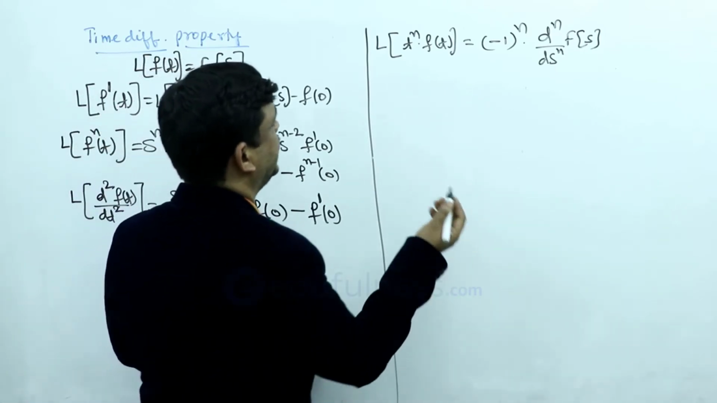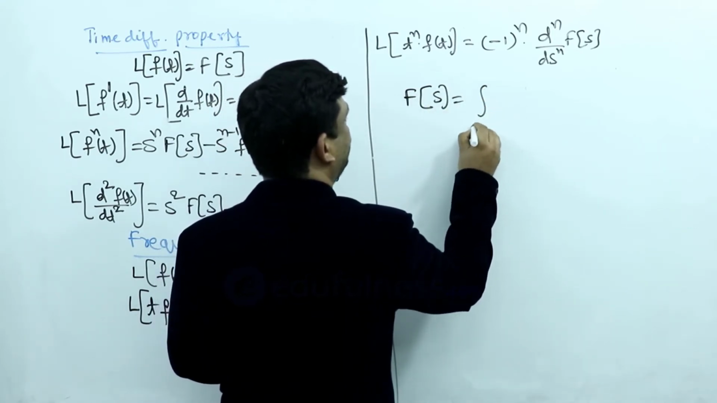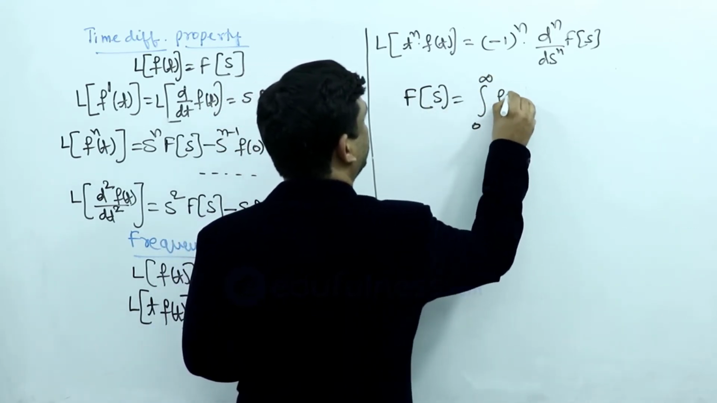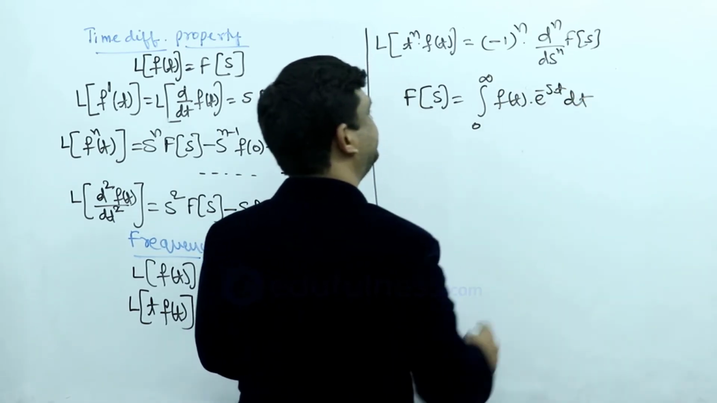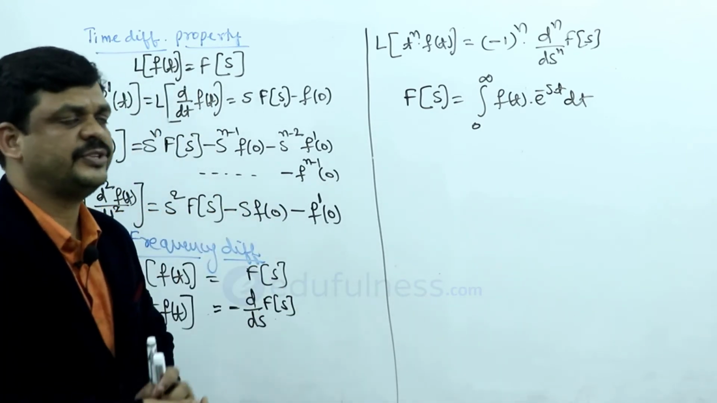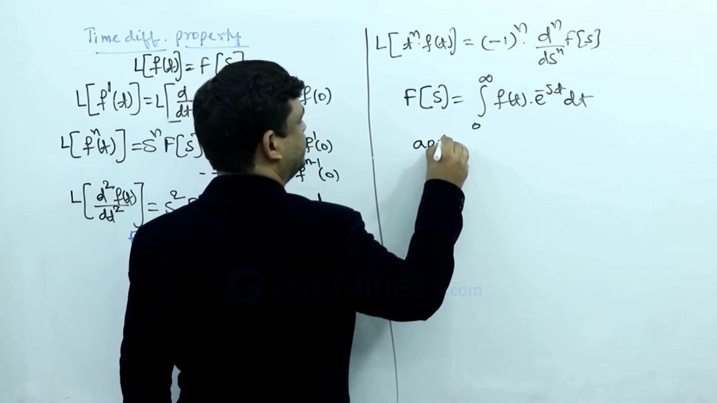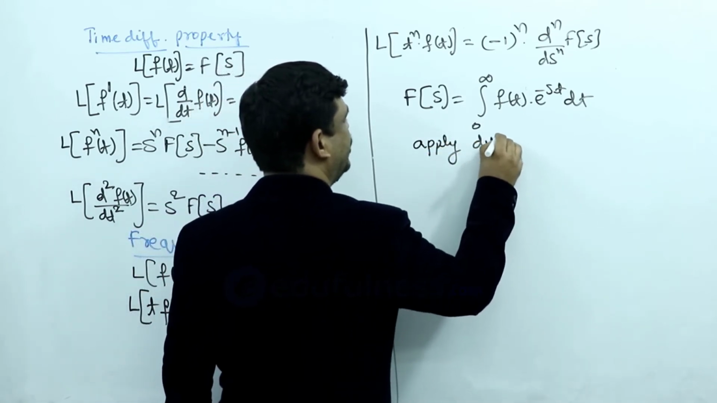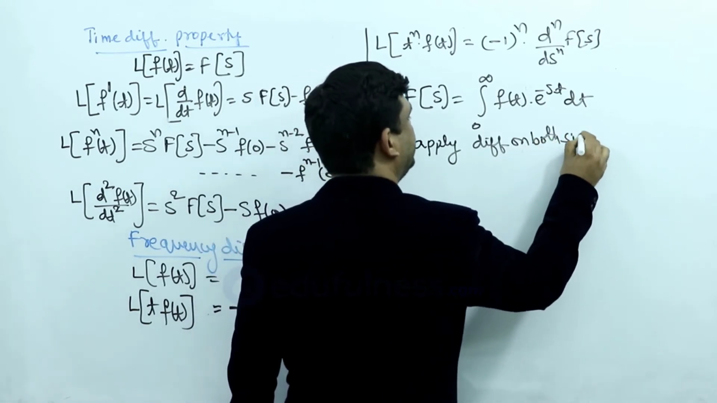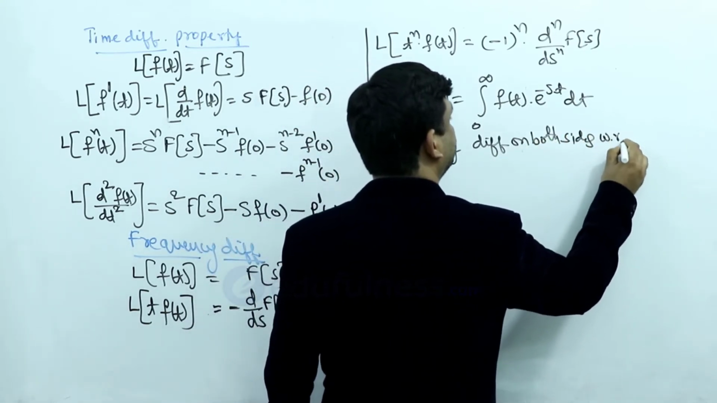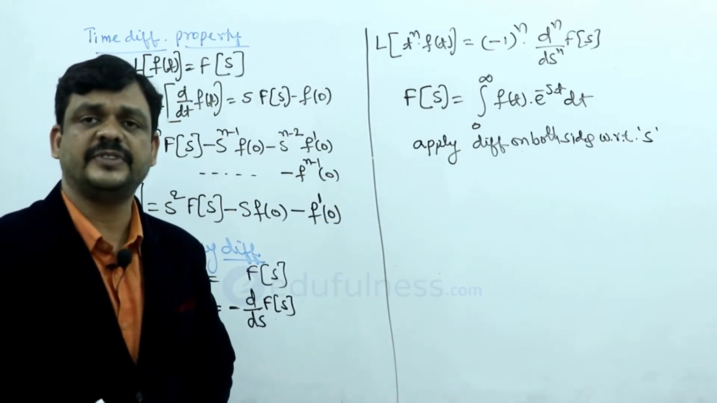See, to prove this purpose, again I am taking basic Laplace transform equation. F of s is equal to integration from 0 to infinity f of t into e to the power of minus st dt. So basic Laplace transform equation I am taking now. Apply differentiation on both sides, right? On both sides with respect to s. So differentiate the complete expression with respect to s.